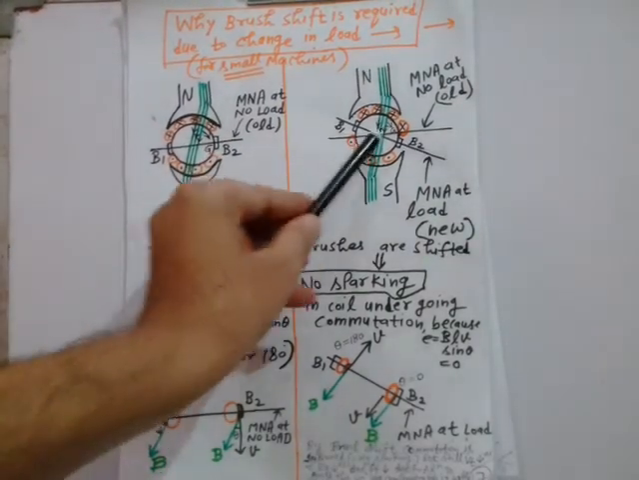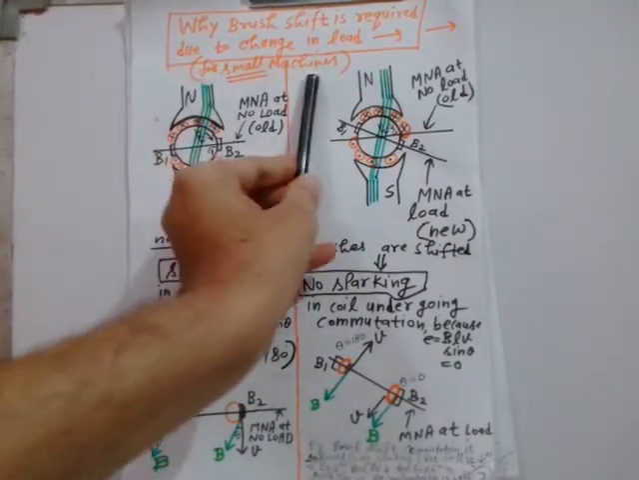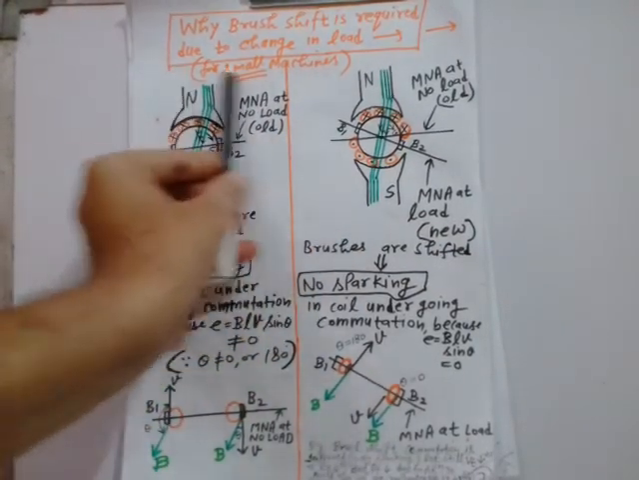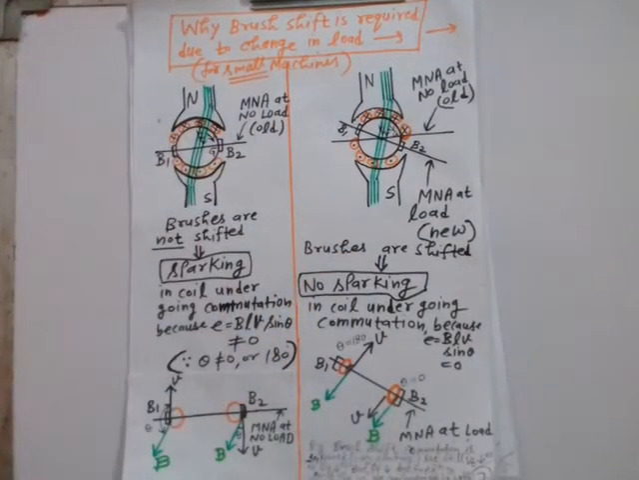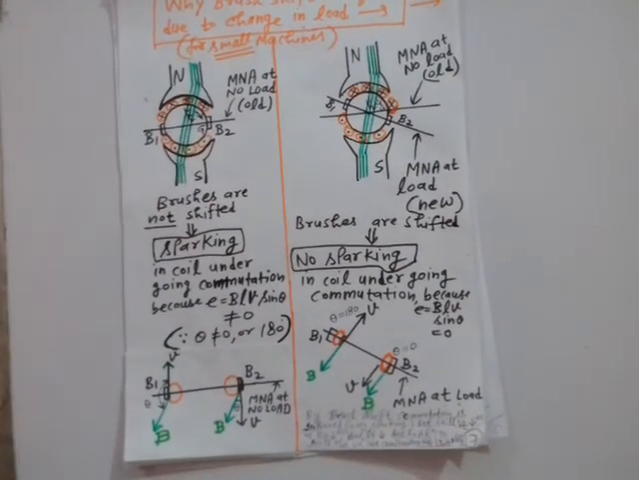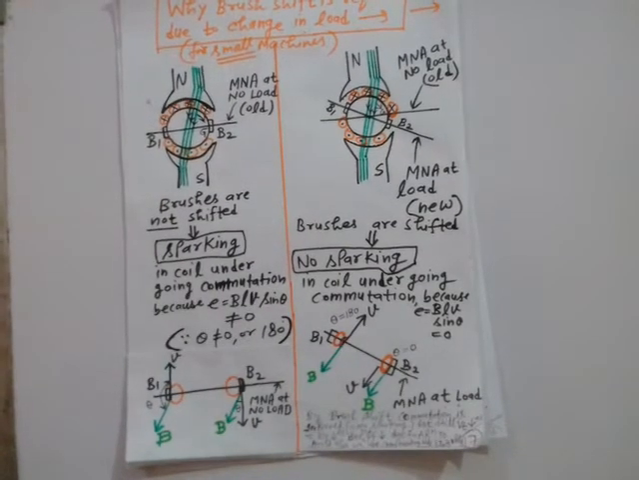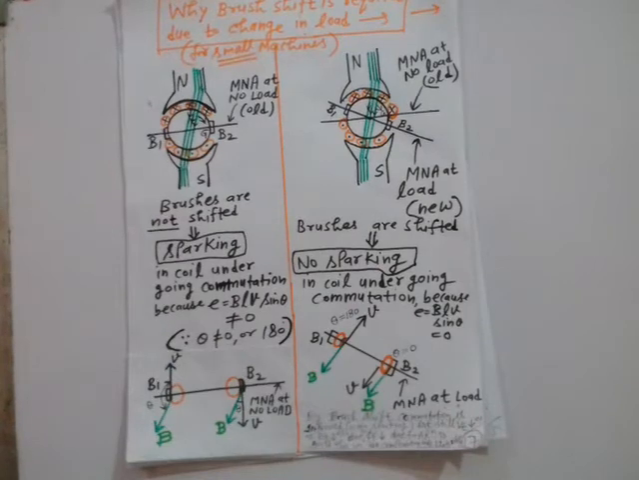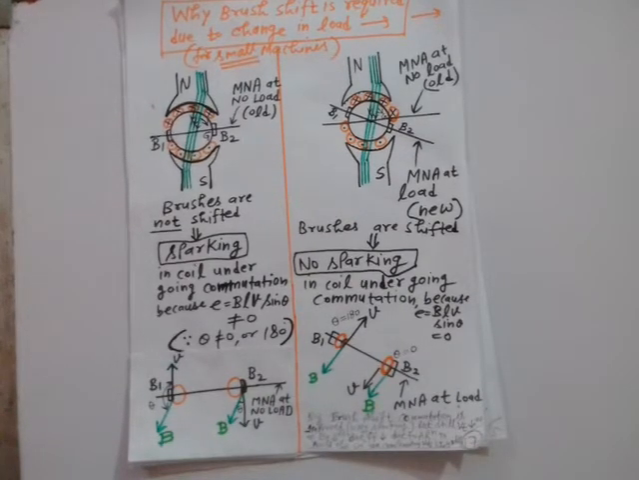So this method of brush shift is only limited to small machines, always keep in mind, right? For small machines only this method of brush shift is applicable. You understand the practical limitation of brush shifting, right? By brush shift, commutation is improved, definitely. When I say commutation is improved, what is the meaning? The meaning is that there is no sparking. That means improved commutation, right?